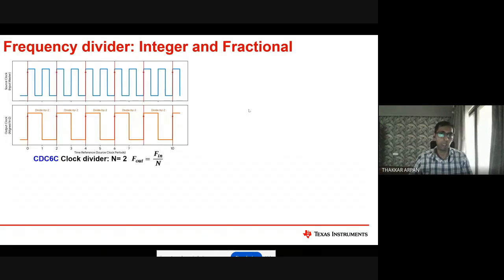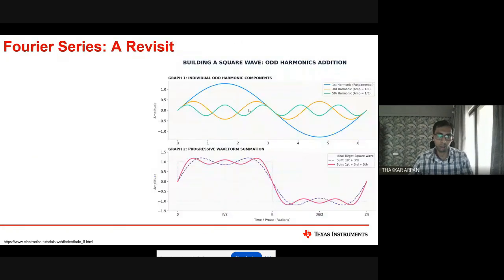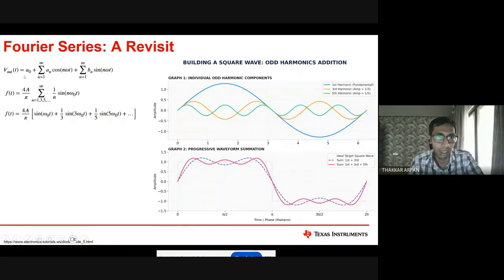Okay, going forward. So what is the Fourier series? It's nothing but any periodic signal you take, and then you split it out into a number of harmonics. There is a formula for that. Basically, any periodic signal you can represent in terms of DC, cos terms, sine terms, basically in terms of their harmonics. If you take the ideal square wave, this dotted line, you can represent it like 4A by pi, 1 by n sine n omega naught t.